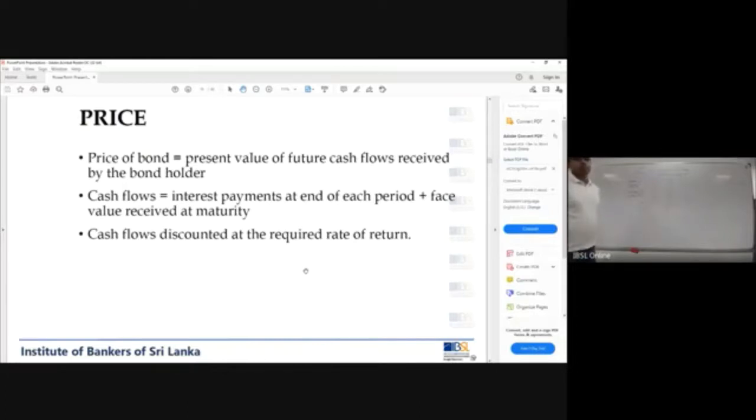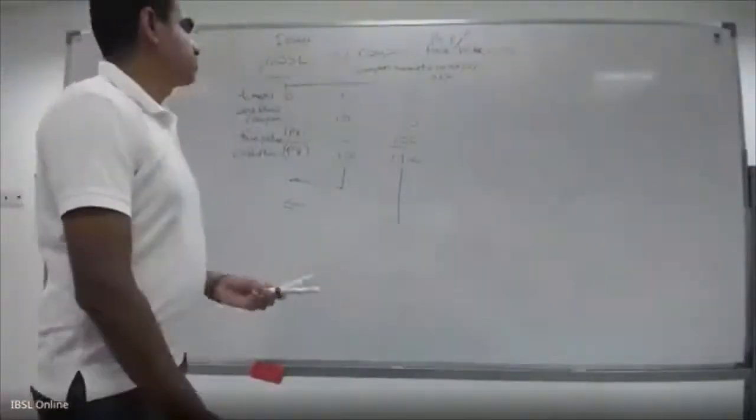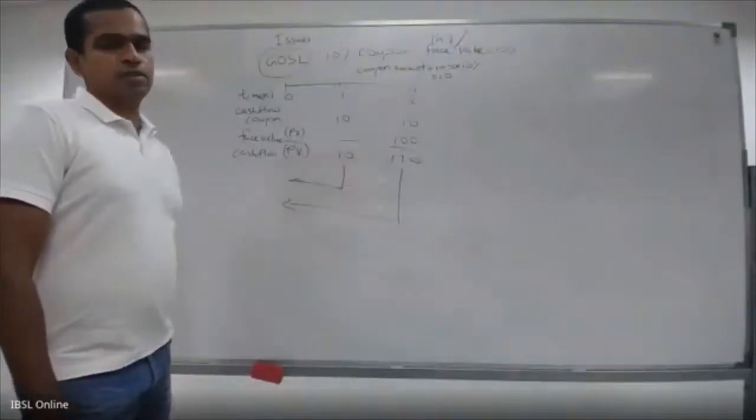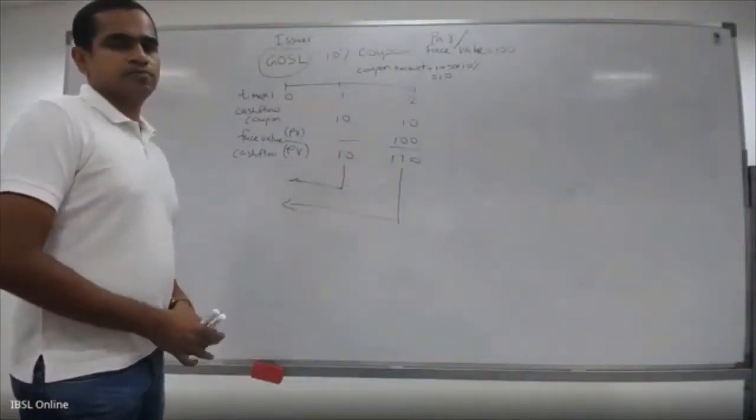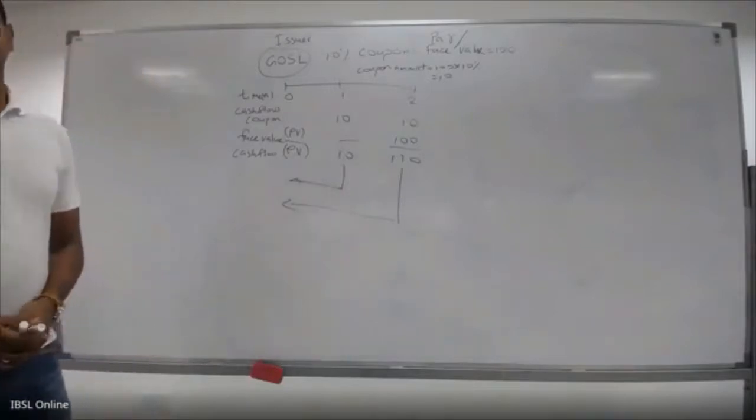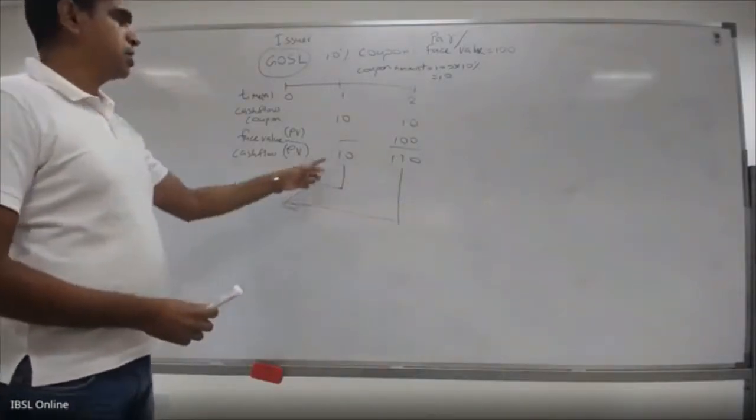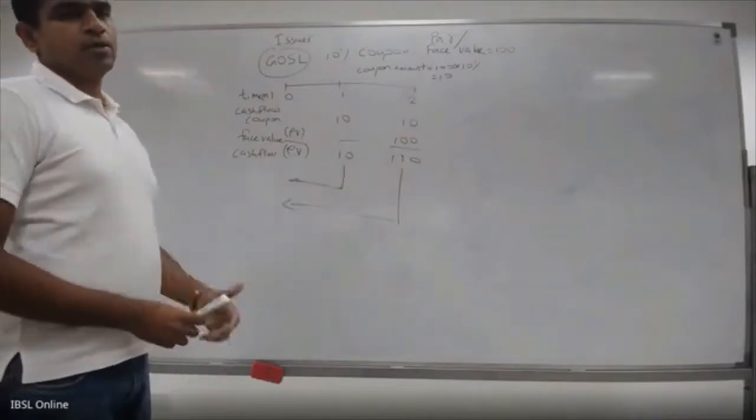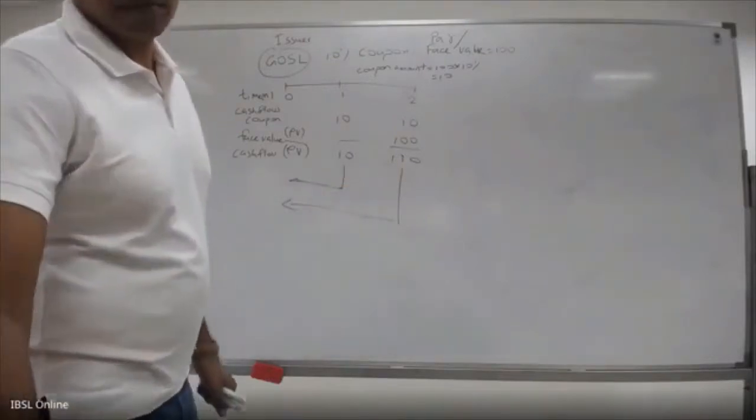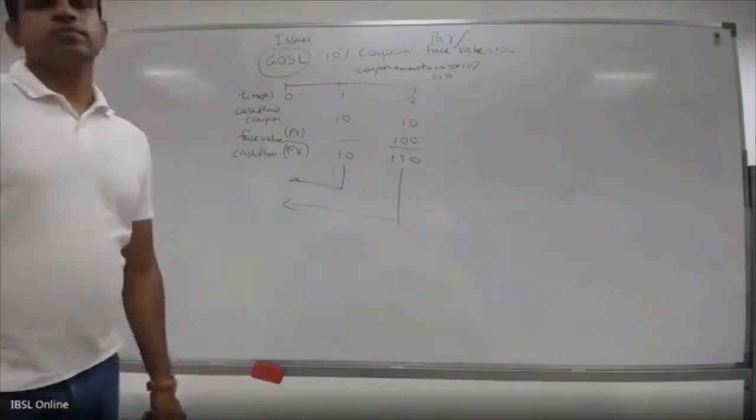Cash flows are interest payments at the end of each period plus the face value received at maturity, right? These are the only cash flows that you receive from the bond, the coupon and the maturity face value. Cash flows need to be discounted at the required rate of return, which is the yield. So let's try these examples.